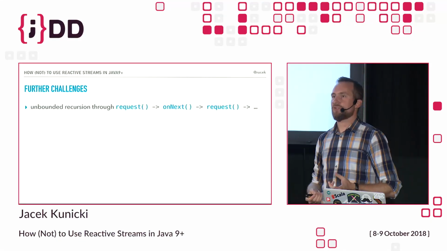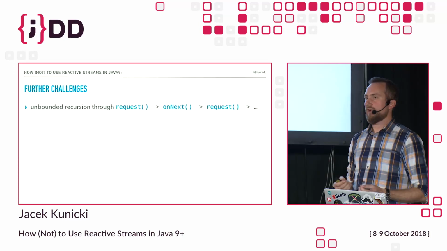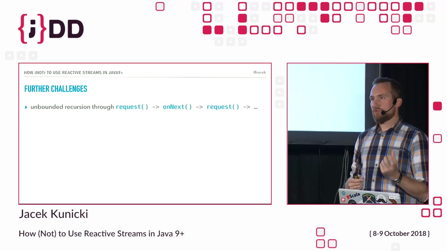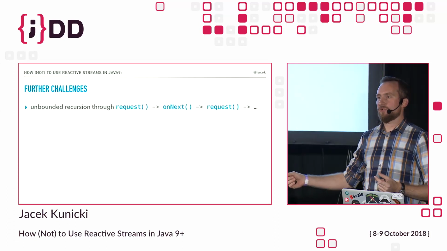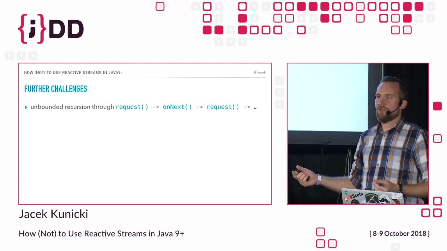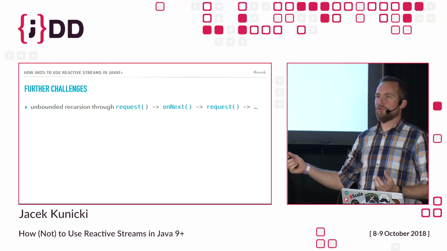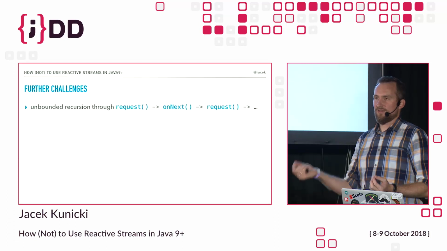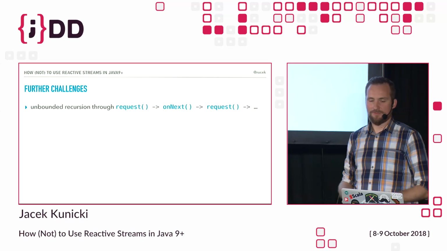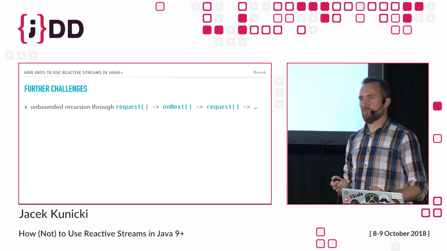So the unbounded recursion is basically caused by the fact that, first of all, our implementation is synchronous. And then in our request method, we are calling onNext on the subscriber. And then the typical behavior of a subscriber, when it receives the onNext callback, is to process the element and then request next elements. So we are getting into a loop where request and onNext are called infinitely. This is a problem in a synchronous implementation.